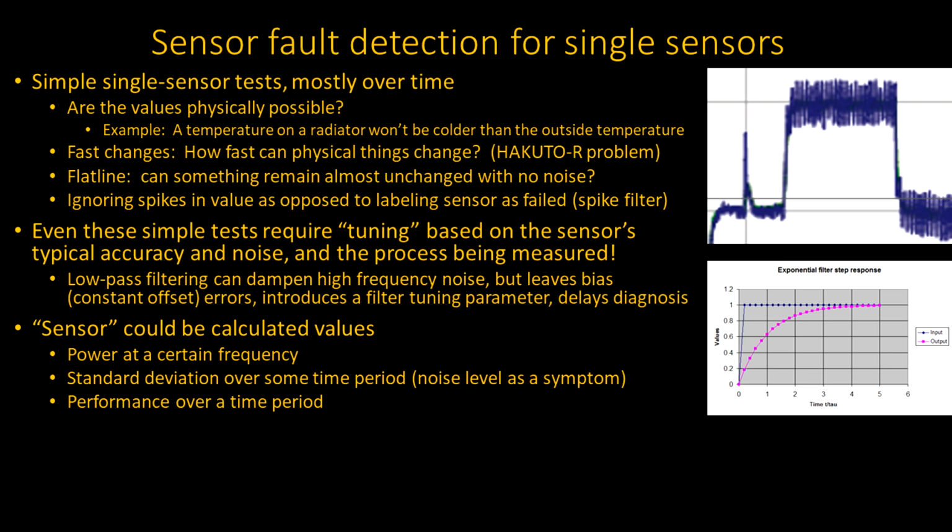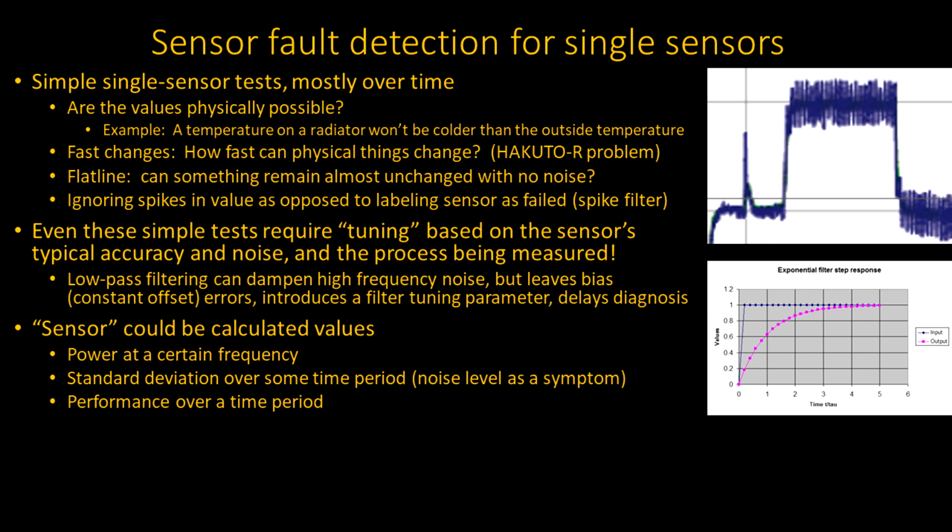And in general, you also have to think about the ways that sensors fail. There's the high frequency noise, and that's just noise you can filter out. But even if you filter it heavily, there may be bias errors, that is, an offset that's constantly reading either too high or too low. Anyway, as soon as you start introducing filtering like this, you've introduced a tuning parameter. How heavy is your filtering? And all that is introducing more complexity, and it delays your diagnosis.